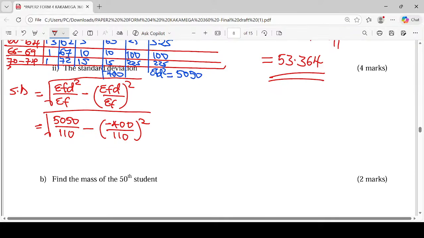So when you work it out, let me work out what is inside here. When I take negative 400 divided by 110, then I square what I've gotten. Then now I take 5050 over 110 minus what I got. I'm going to get the square root of 32.6859.